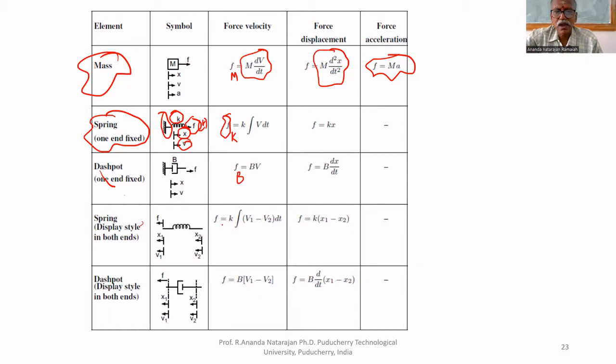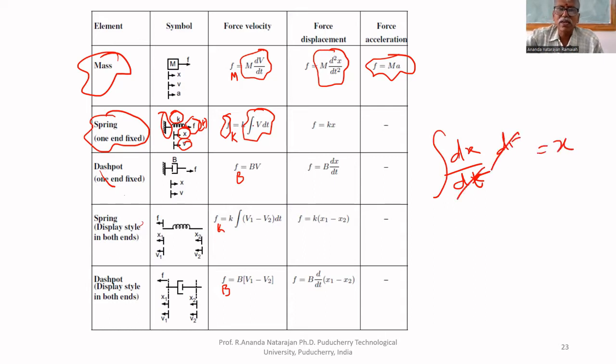So Fk equal to k integral of v dt. Velocity, to get displacement, we have to integrate. Suppose we know dx by dt. From that, I want x, so what do I have to do? I have to integrate. If you integrate, you will get x. Therefore, the integral of v dt gives the force exerted by this spring, or F equal to kx. The force exerted by the spring is kx.